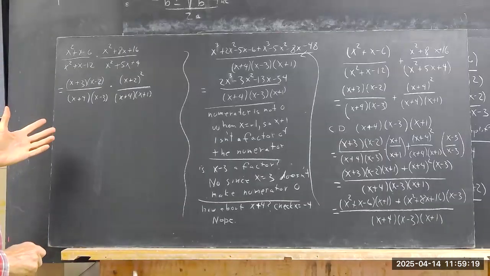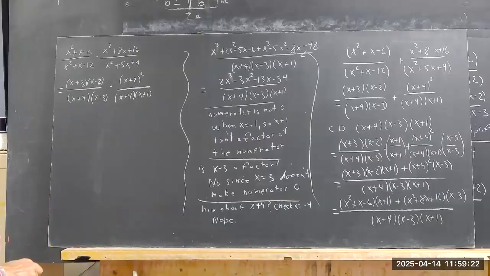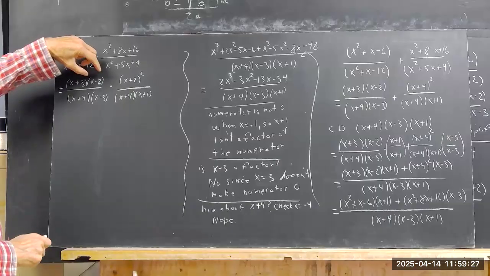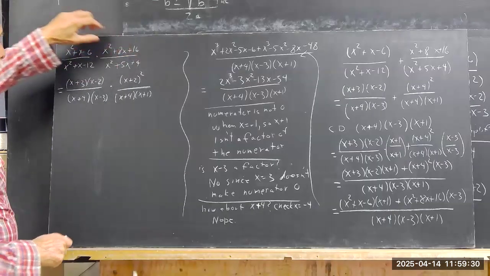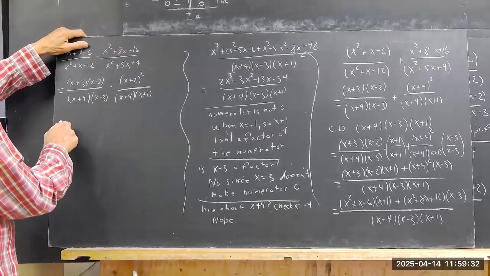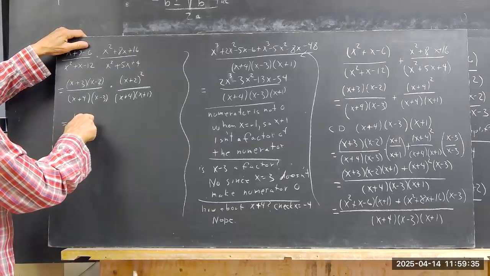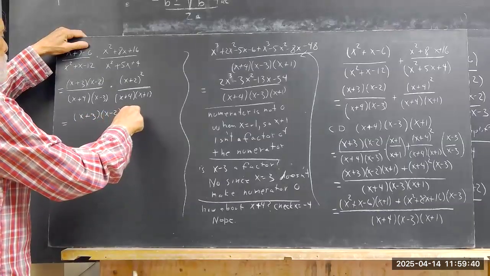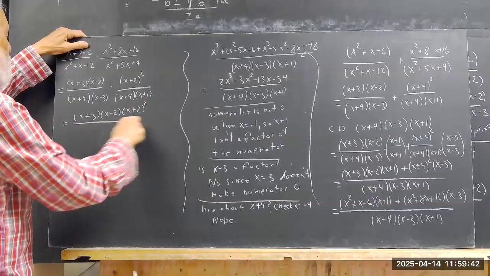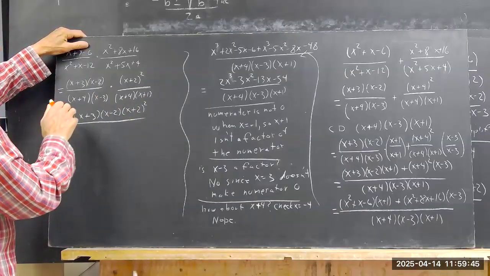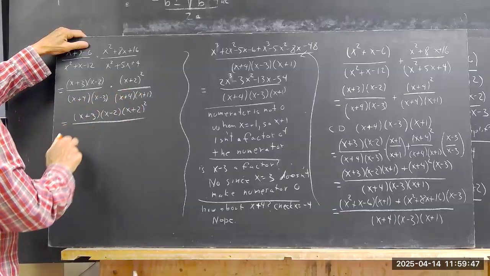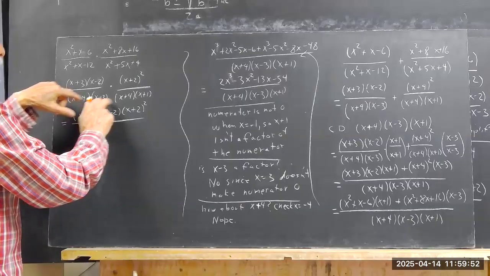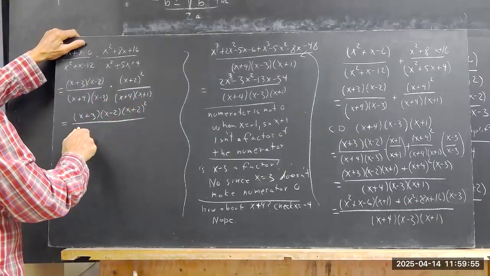And now we simply multiply the numerator of the first fraction by the numerator of the second. It'll be x plus 3 times x minus 2 multiplied by the square of the quantity x plus 2, giving us numerator x plus 3 times x minus 2 times x plus 2 quantity squared, divided by the product of the denominators. Denominators are x plus 4 times x minus 3 and x plus 4 times x plus 1.